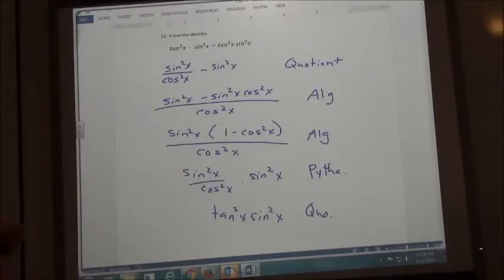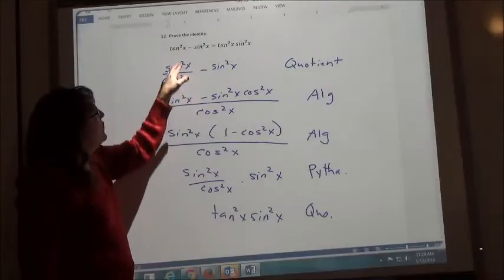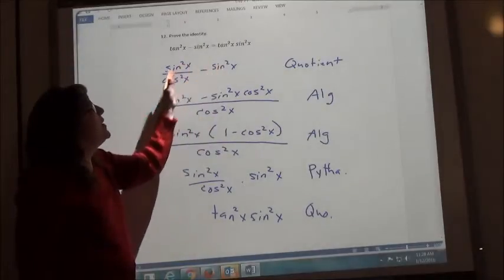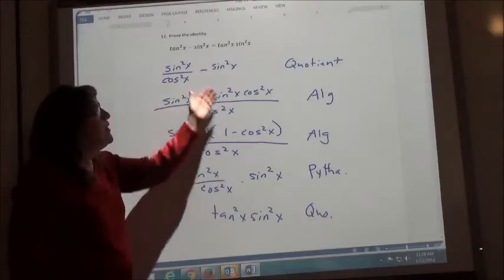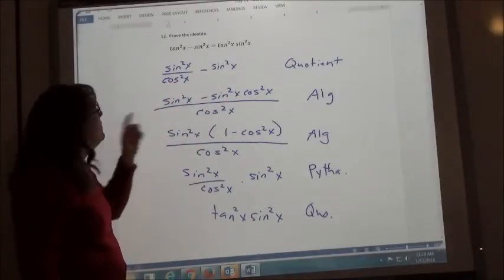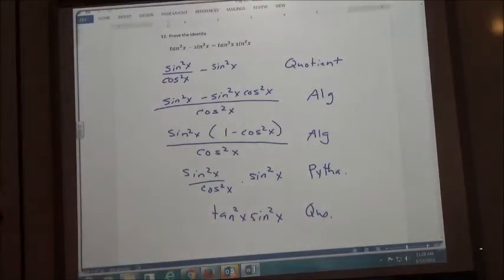So a lot of these, if I've got adding or subtracting in, after I've changed them, I'm going to make an equivalent fraction so I have a common denominator, and then do various things in order to simplify. In this case, I had to do some factoring, and then I can get it all simplified into the expression I want.